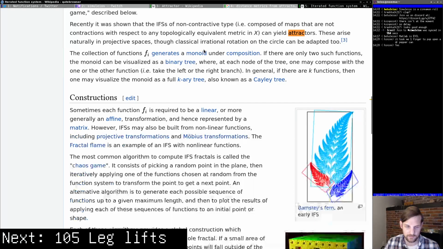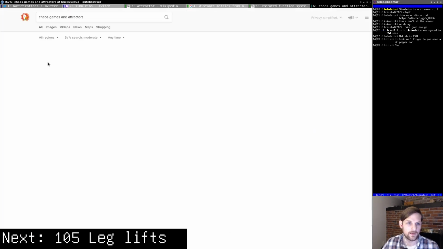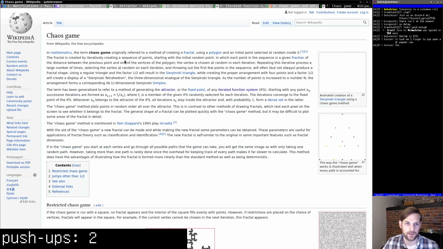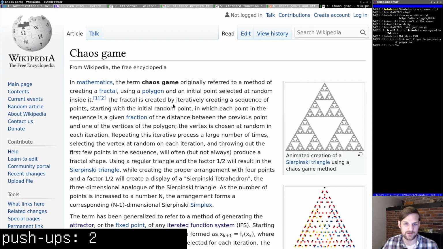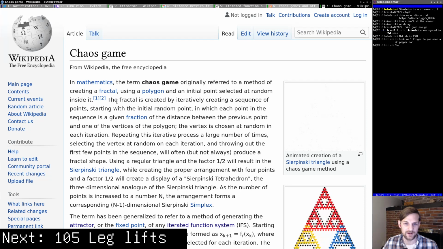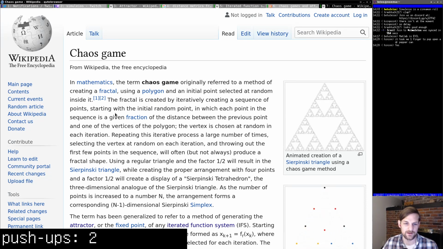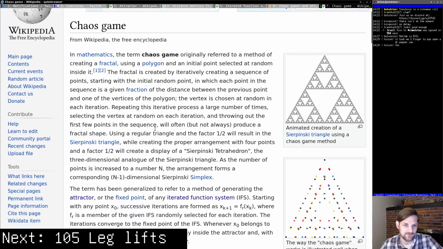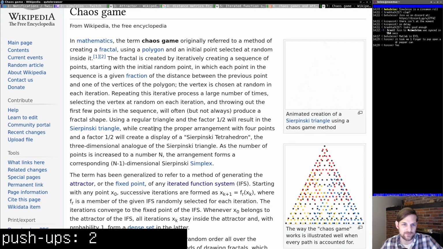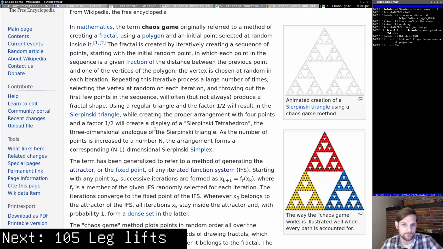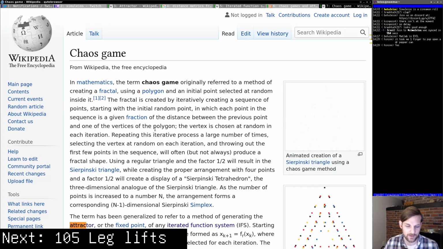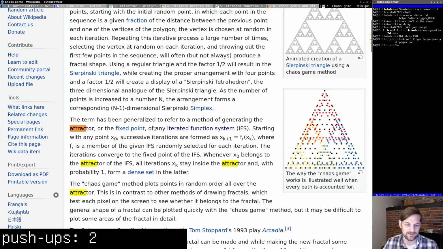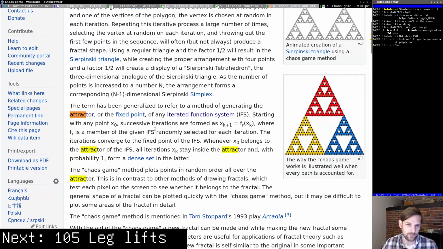Chaos games and attractors. Let's see, chaos game. In mathematics, the term chaos game originally referred to a method of creating a fractal using a polygon and an initial point selected at random inside of it. The fractal is created by iteratively creating a sequence of points starting with the initial random point, in which each point in the sequence is a given fraction of the distance between the previous point and one of the vertices of the polygon. I'm looking specifically for attractor in this. The term has been generalized to refer to a method of generating the attractor, or fixed point, of any iterated function system.